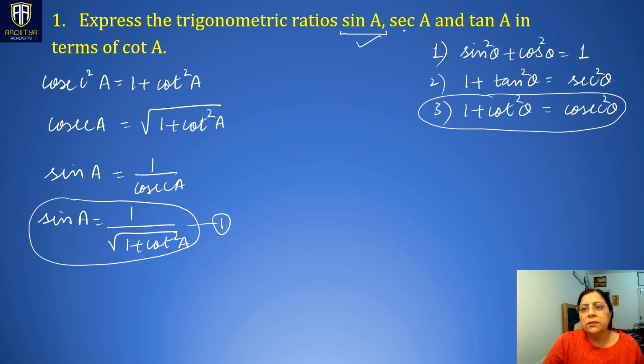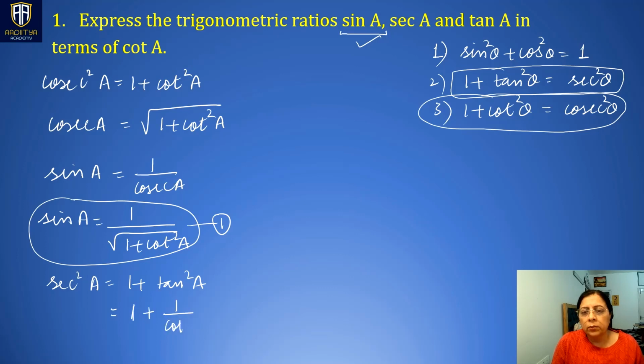Second, we have to express secant A in terms of cot A. So now I am taking this relationship. Secant square A can be written as 1 plus tan square A. Now here I can change tan square A in terms of cot square A. We know that cot is the reciprocal of tan and tan is the reciprocal of cot. So tan square A is 1 upon cot square A, and we can write secant square A is equal to 1 plus 1 upon cot square A.